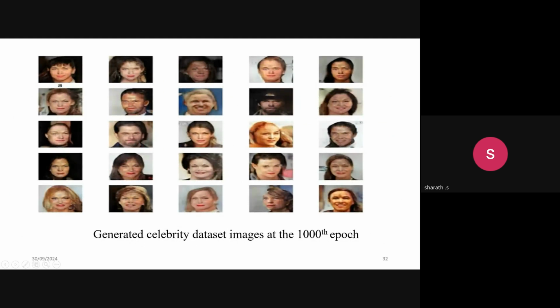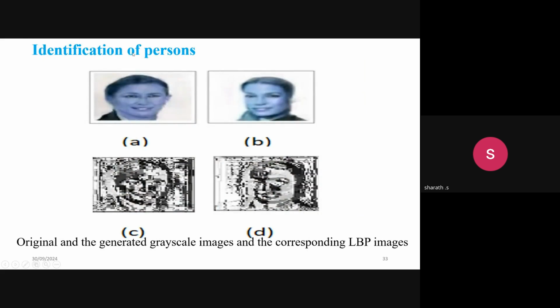Generated celebrity dataset image at the 100th epoch. So this is the image stored in the database, and these are the images with different poses and different makeups or styles, for identification of the person. Thus, we have applied LBP to the original and the generated grayscale image, giving the corresponding LBP image.